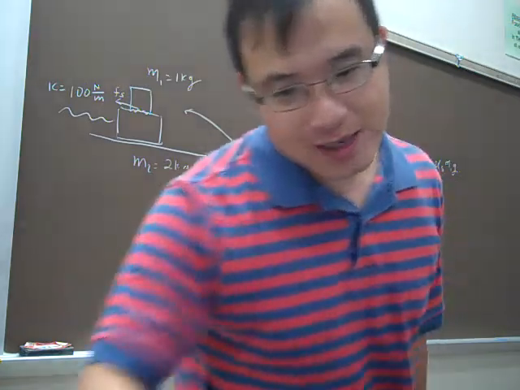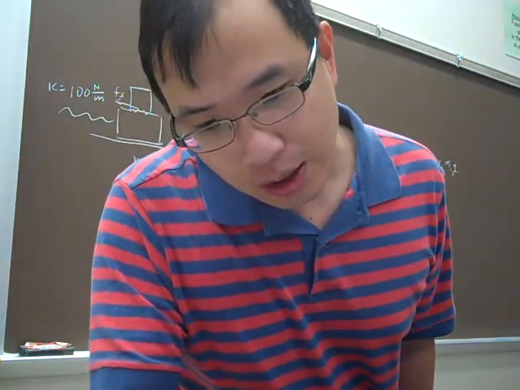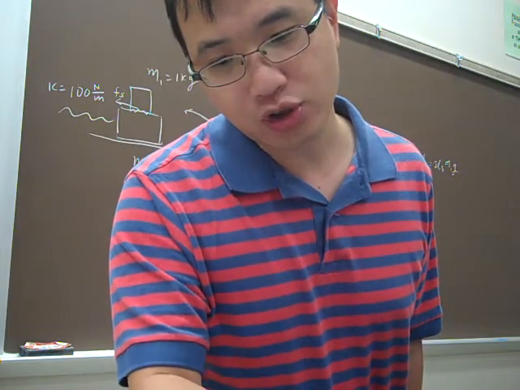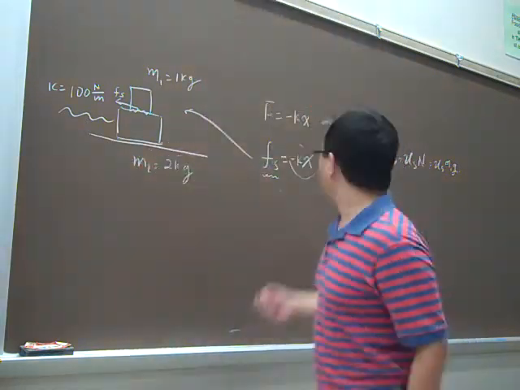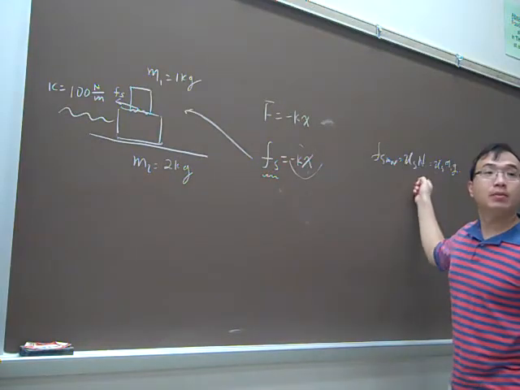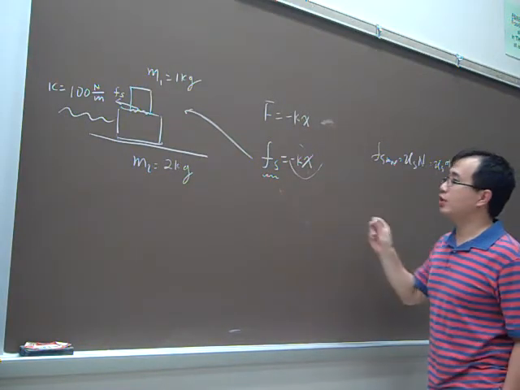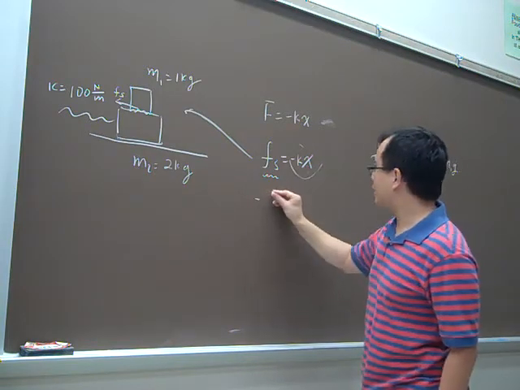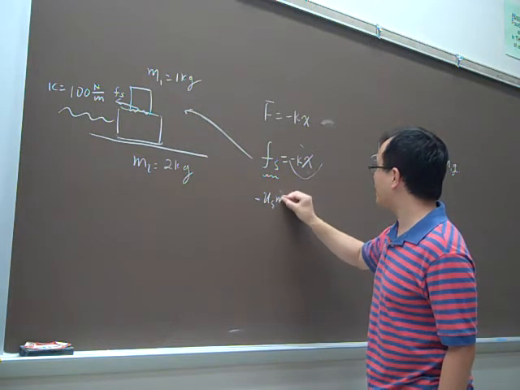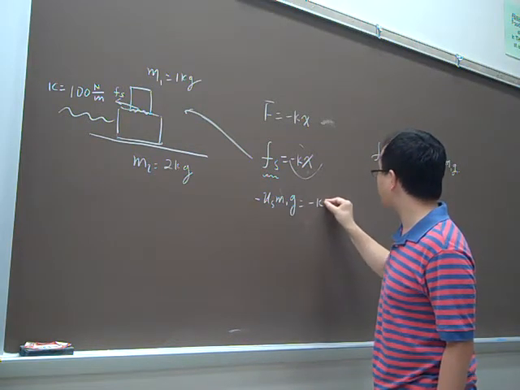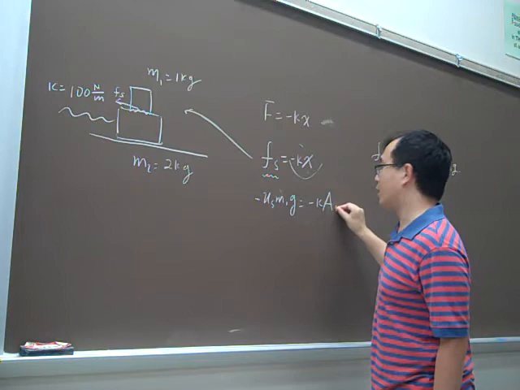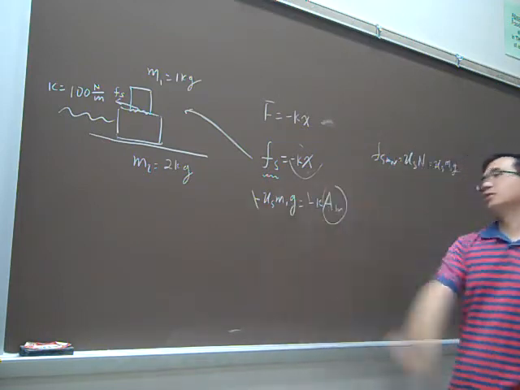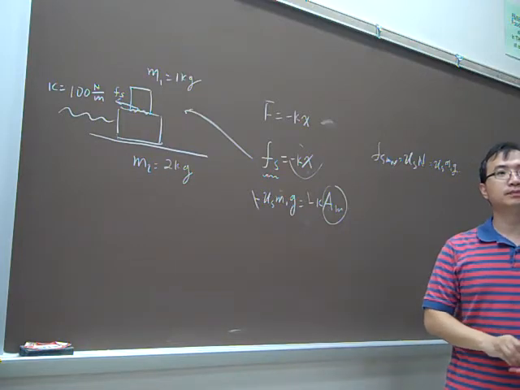So if we ask what amplitude will put the upper block on the verge of slipping on the lower block, you want to put the maximum frictional force here and calculate the corresponding amplitude. So in fact, you need to put a negative sign here. So it's mu_s m1 g equals negative k times the amplitude you are looking for. So by solving this equation, you can find out the amplitude. Okay?